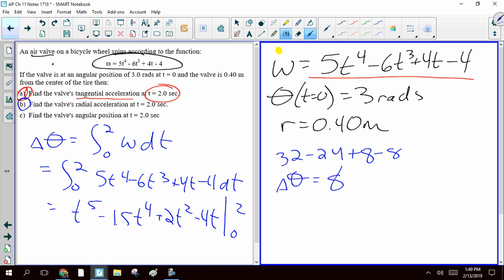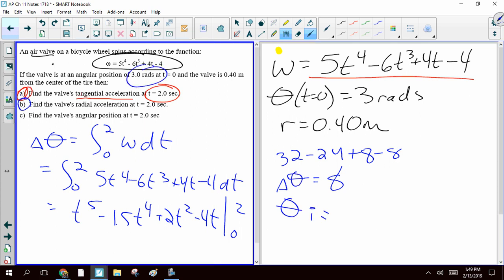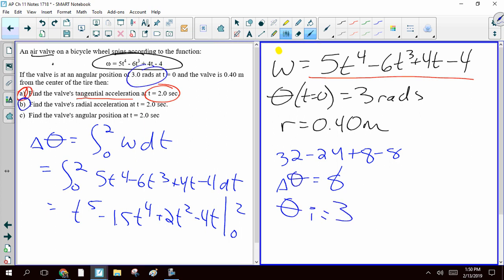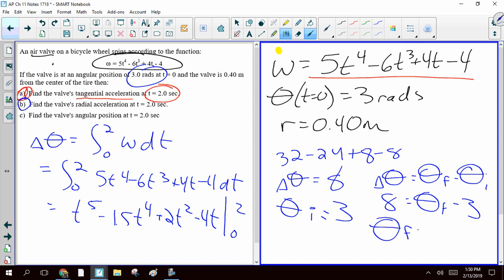So here's why I say you don't have to do the definite integral. Now I'm just going to go, okay, I know my change in theta was 8. I know my initial theta was 3. Since delta theta is theta f minus theta i, I've got 8 equals theta f minus 3. Add 3. Final angular position is 11 radians. There you go.